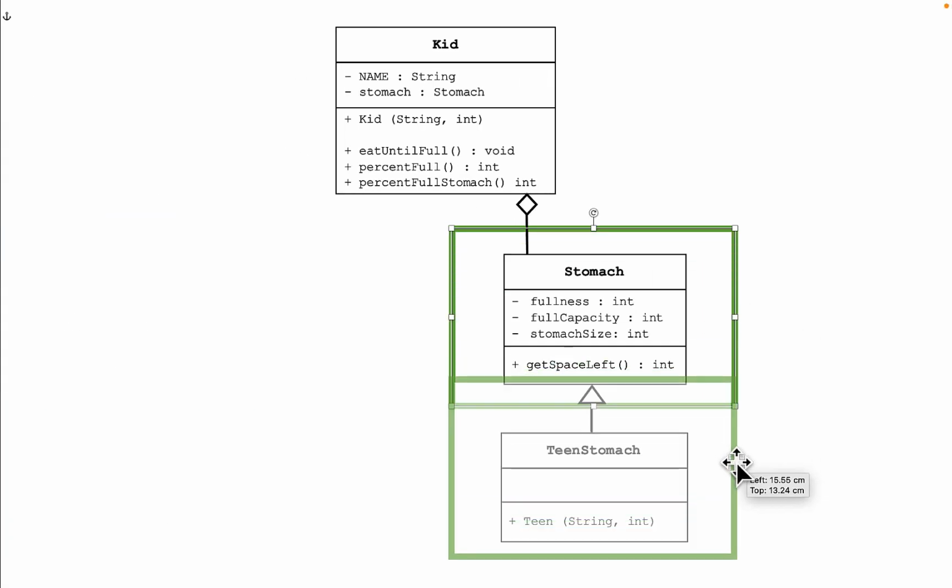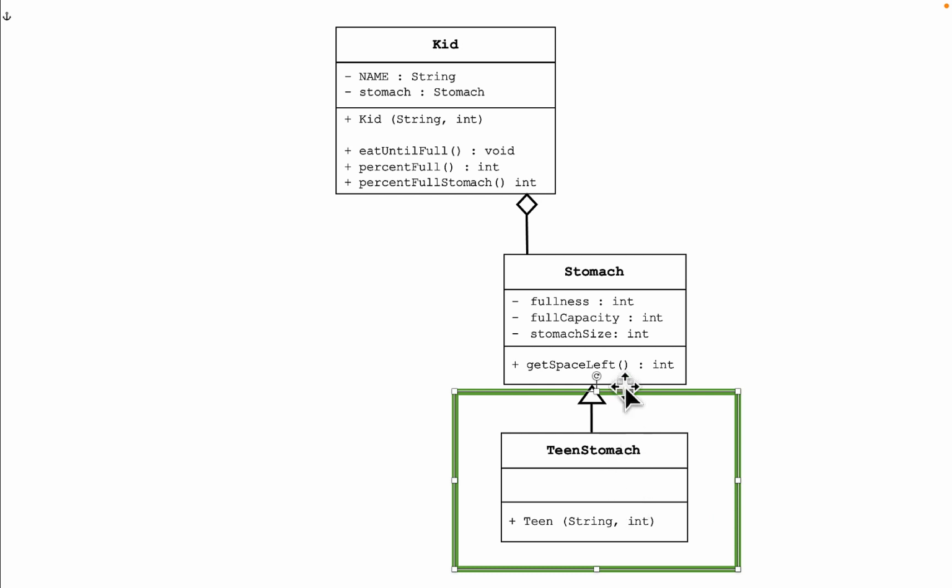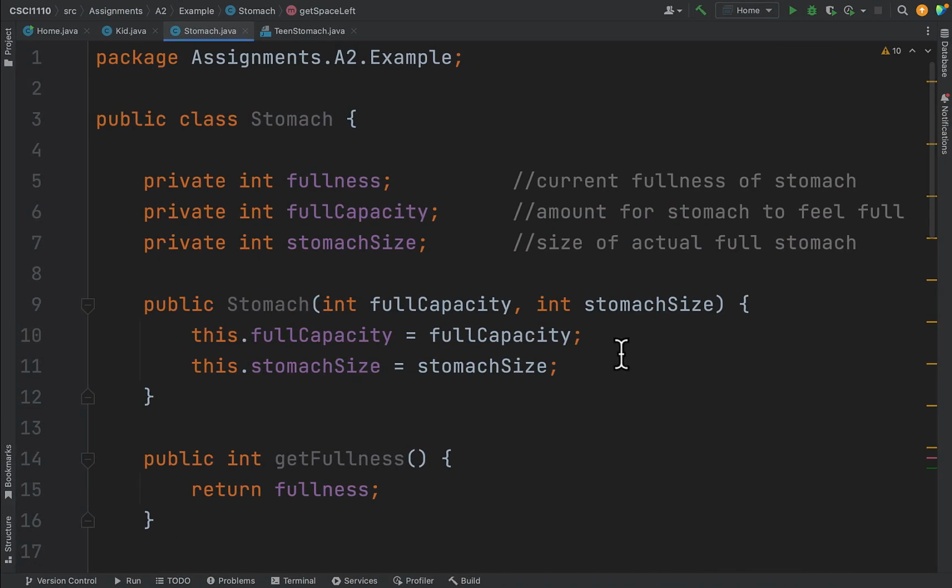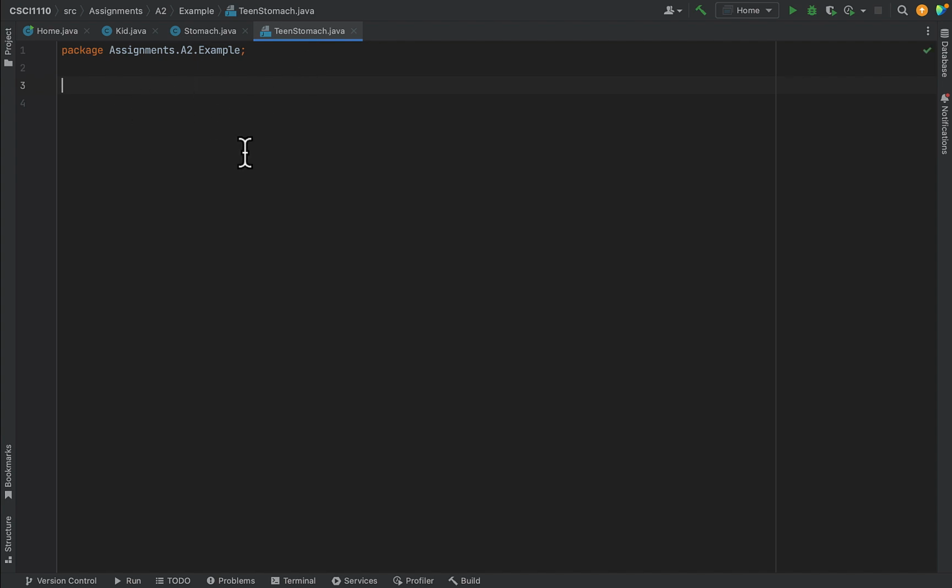I've got a stomach, so it inherits all the properties of the stomach. I want this to be a subclass of stomach. And the way that you do that within IntelliJ is, we still have this public class, and it's called teen stomach. That's the file we're in, so we better call it teen stomach. But then we want it to be a subclass of stomach, and the way that we do that is we use extends, and then we say which class it extends. So this is something that extends stomach.